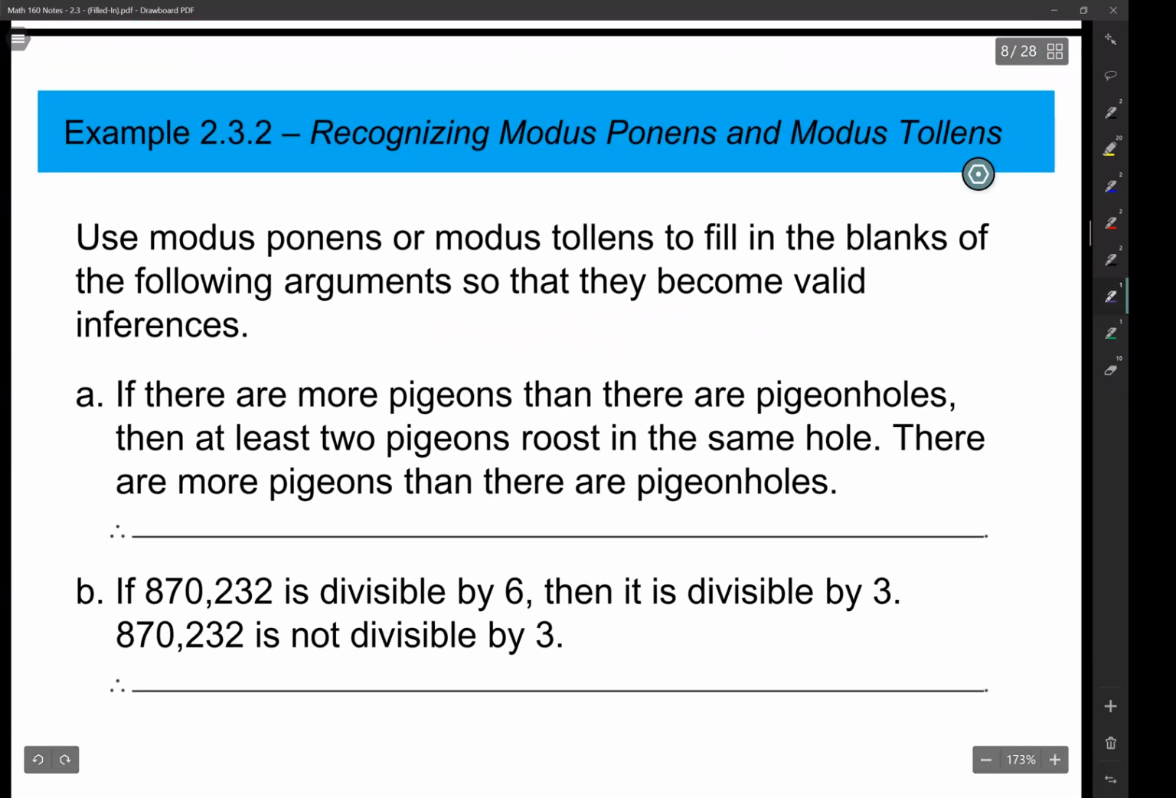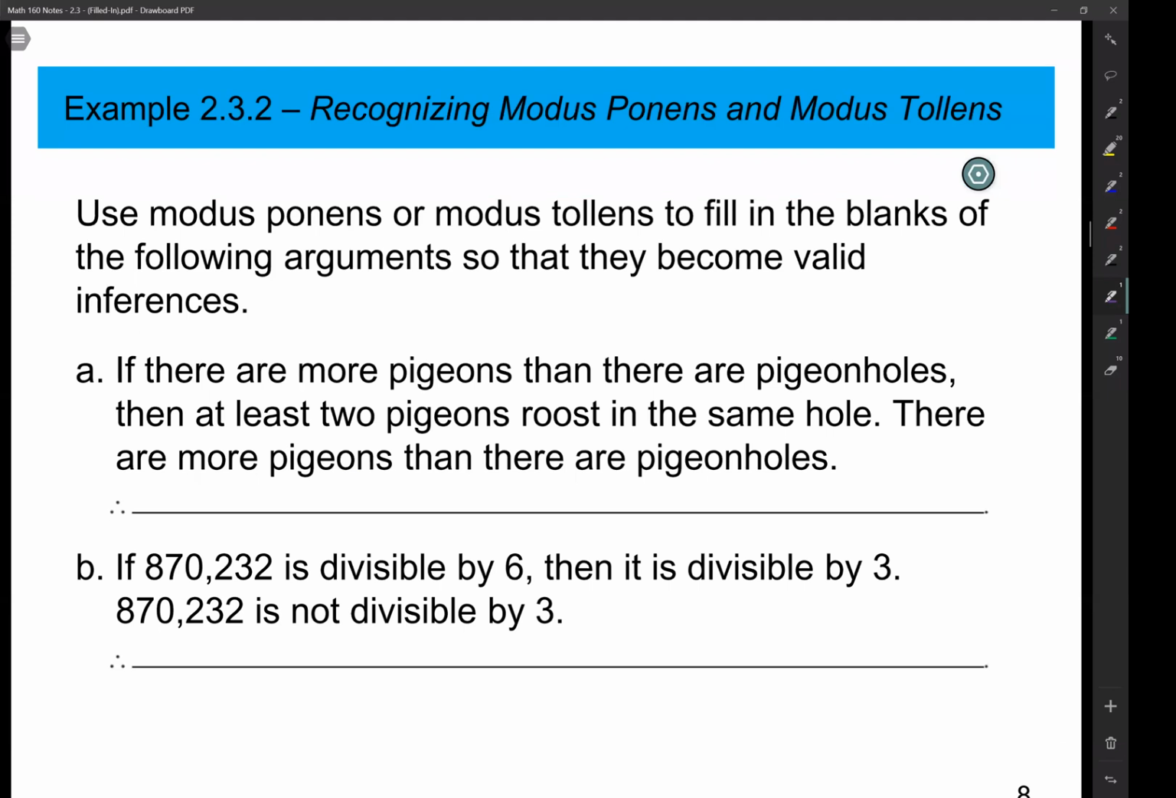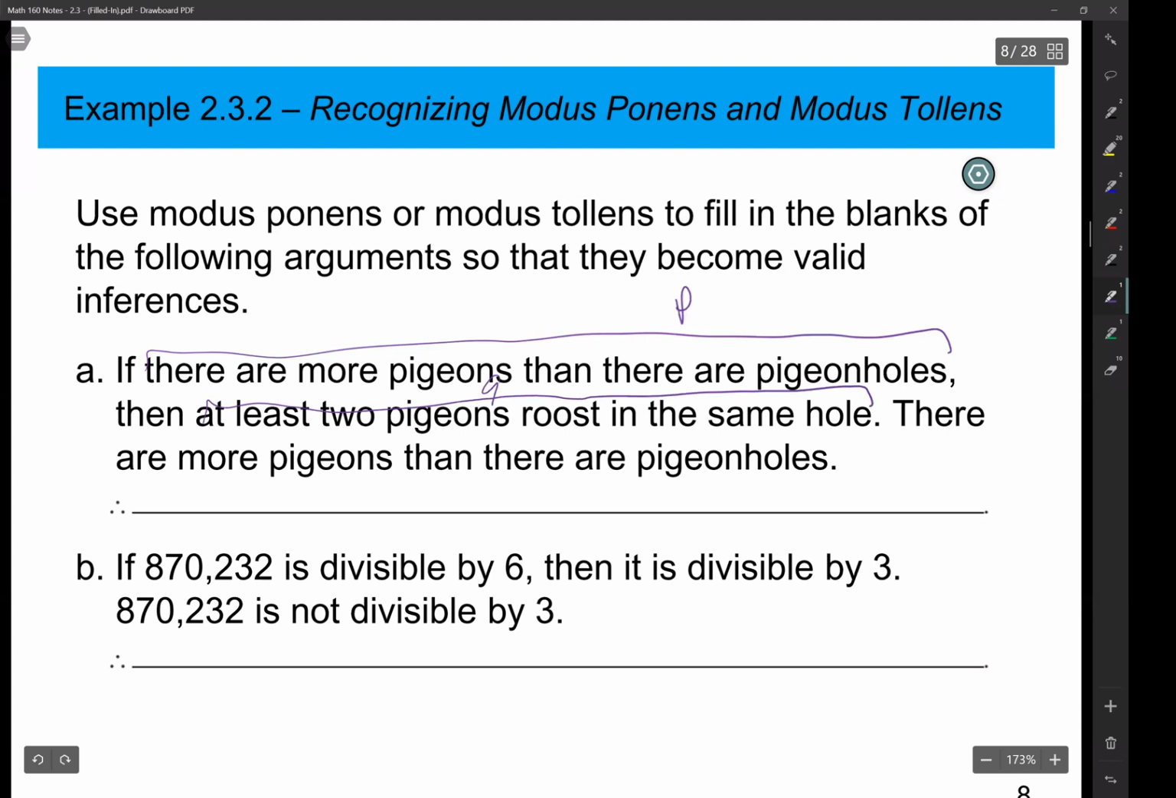Let's get some practice here. So let's see if we're going to use modus ponens or modus tollens. So this says if there are more pigeons than there are pigeonholes. Okay, so that's an if. So this is going to be the P part. Then Q. There are more pigeons than there are pigeonholes. So that's going to be P. So again, symbolically, the first premise is P implies Q. The next premise is that I have P. There are more pigeons. So what am I allowed to conclude? I'm allowed to conclude Q.